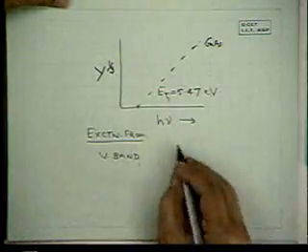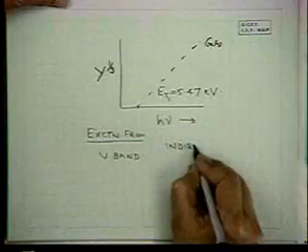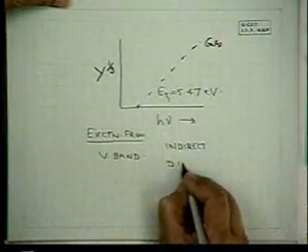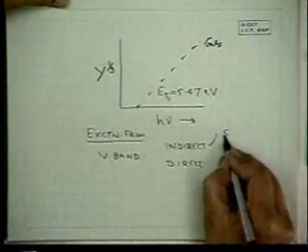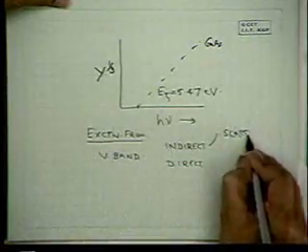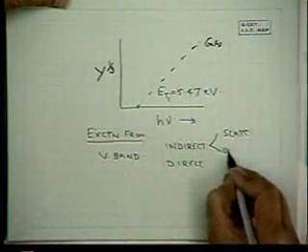Okay. Is it indirect or direct? Is there scattering of the electron before they come out, or is there no scattering?